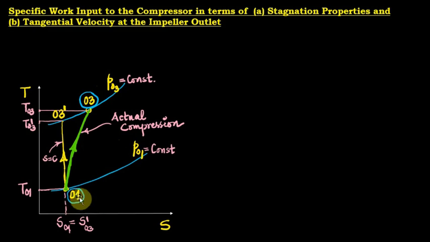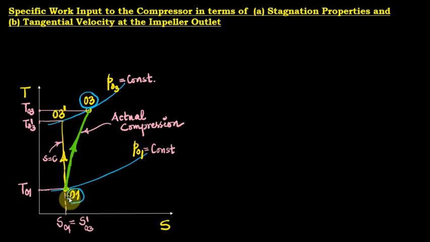So we will consider state 1 to state 3, the overall compressor action represented by 0,1 to 0,3 in terms of stagnation states. What does this mean? 0,1 is the stagnation state corresponding to the inlet to the impeller or inlet to the compressor, and 0,3 is the stagnation state corresponding to the outlet of the compressor or outlet of the diffuser. And this 1 to 3 is the process, it is not isentropic in actual practice. So actual compression deviates from isentropic. What is isentropic? Entropy is constant.